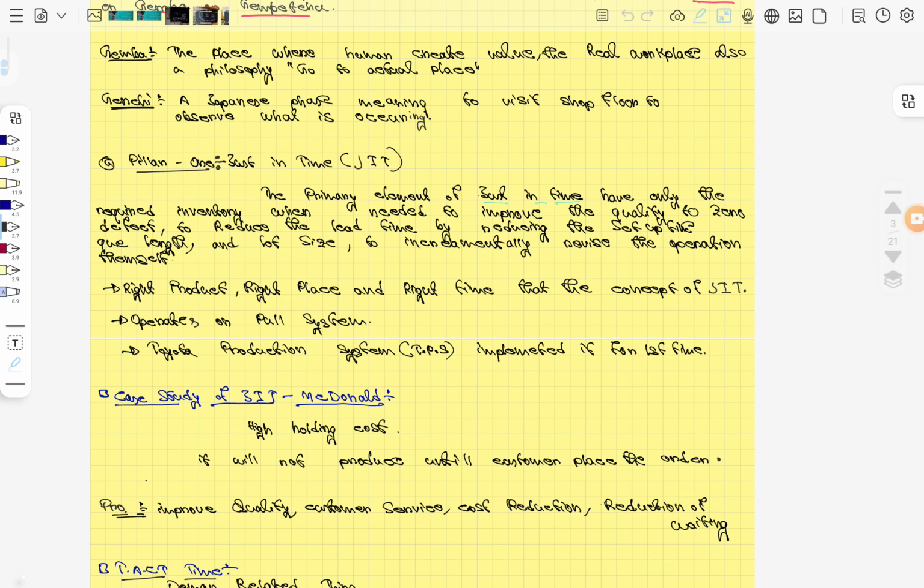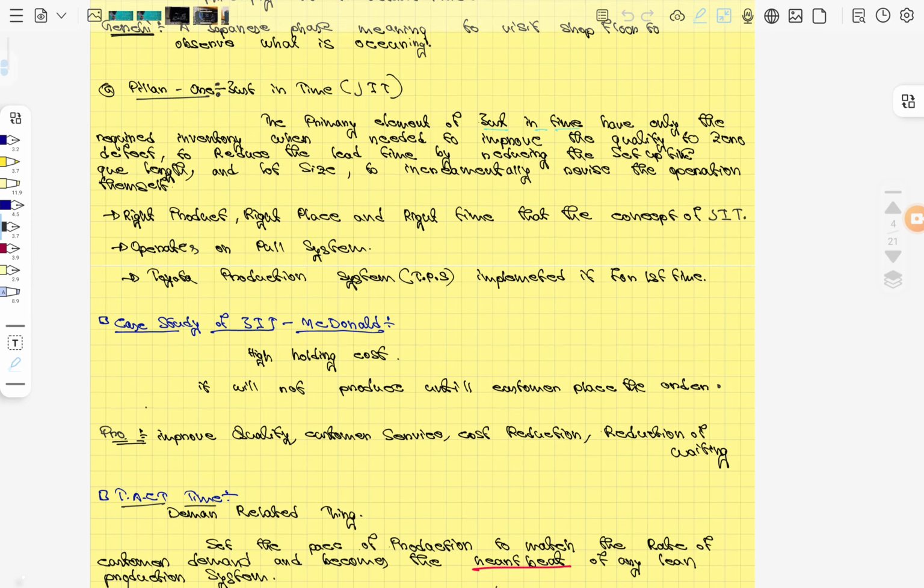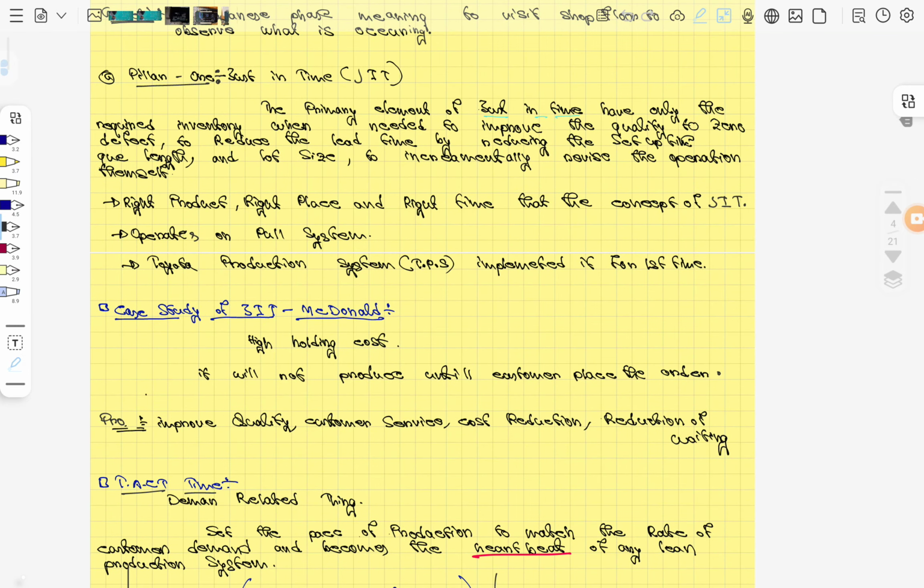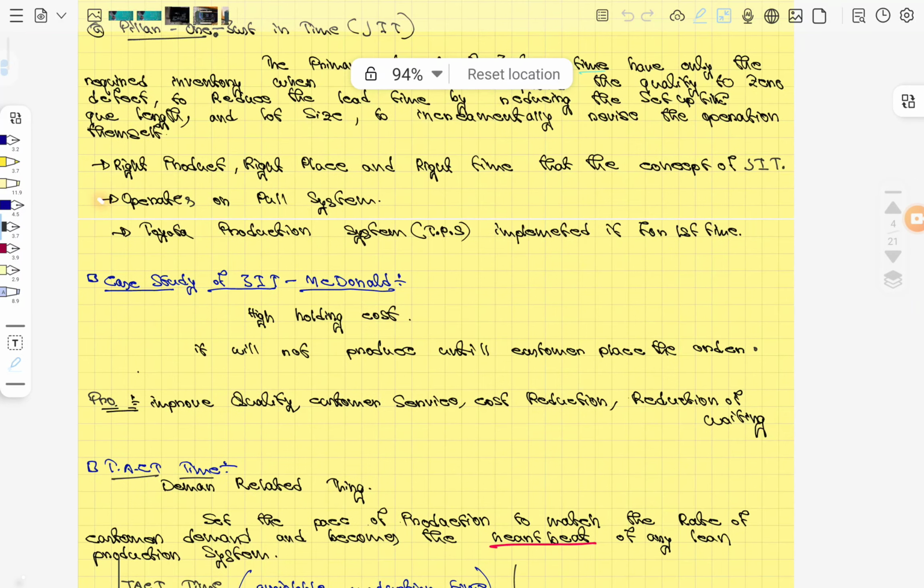Pillar one is just in time, which we have seen before in supply chain management. The primary element of just in time is having only the required inventory when needed, to improve quality to zero defects, to reduce lead time by reducing setup time, queue length and lot size, and incrementally improve the operations themselves. So the right product, in the right place, at the right time, that is the concept of just in time.